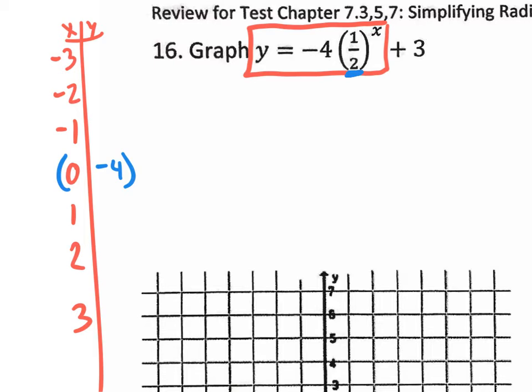In other words, if I were to take this output of -4, and if I were to multiply it by 1/2, it's going to give me what? What's half of -4? -2. And then what's half of -2? -1. And what's half of -1? -1/2. And if I kept going, it would be -1/4, and then -1/8, and then -1/16, and it keeps getting smaller and smaller, closer to 0.